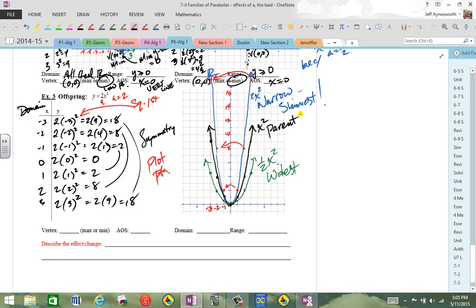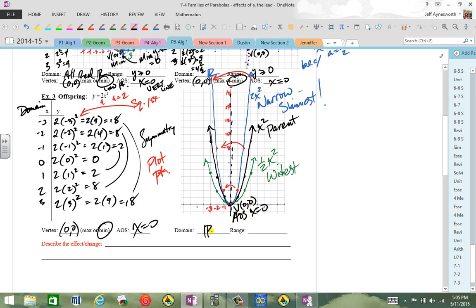Okay. Now let's fill in the rest and let's do some summaries here. The vertex on this 2x squared, well, that's the same as all the rest, right? It's 0, 0. That's not always the case. It's a minimum. This is the first family. They're all very similar, right? So they all have the same vertex and they're all minimums. They all have an axis of symmetry x equals 0. It's the y-axis here. The axis of symmetry is x equals 0 because it goes right through the vertex, which is right here, 0, 0.